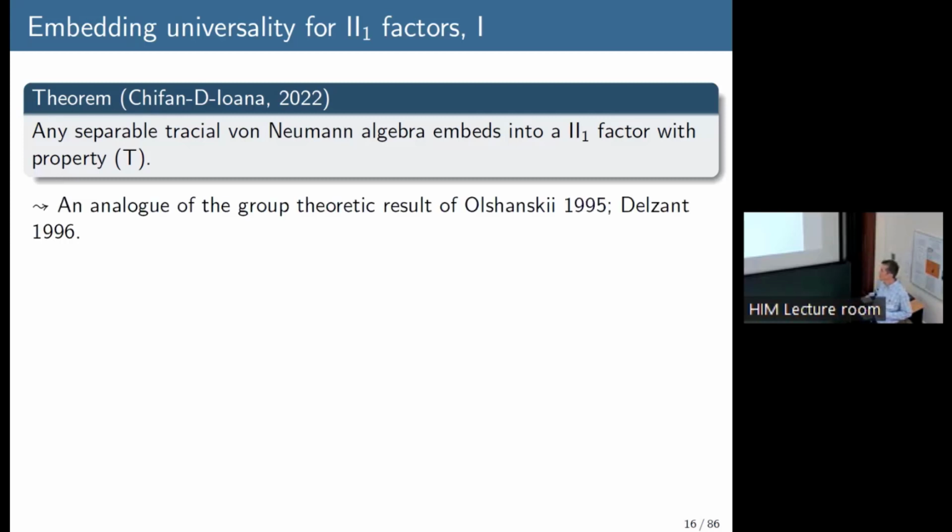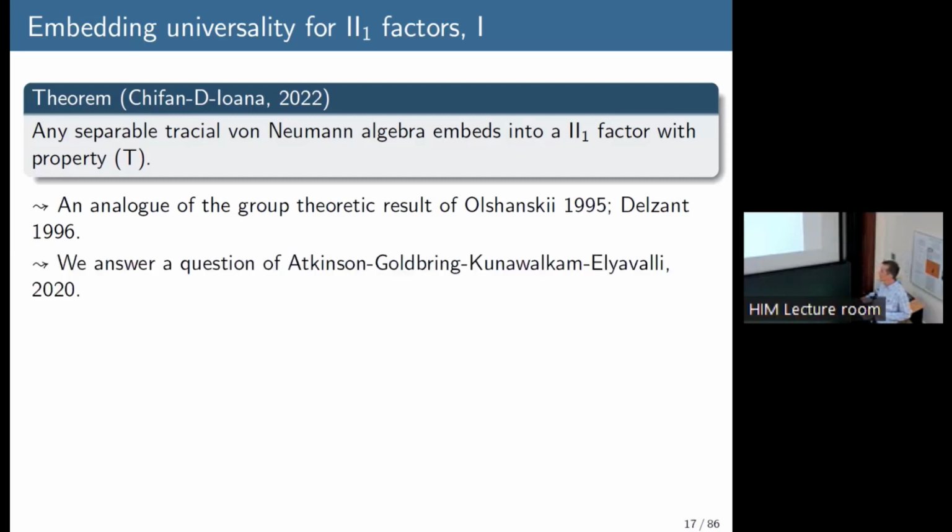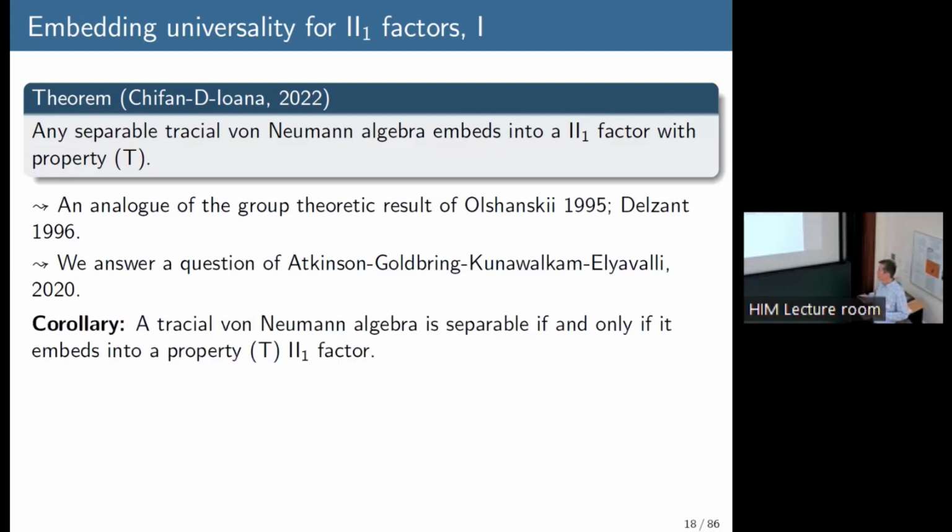So, as I mentioned already, this is an analog of the group theoretical result of Ozawa, Till and Sandt. Our result also answers questions of Sorin, Isaac and Sri. And at the end of the talk, I will mention a few results that are connected to their work. And this is a quick and obvious corollary: a tracial von Neumann algebra is separable if and only if it embeds into a property T II_1 factor.